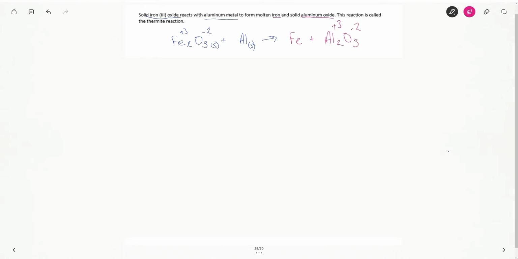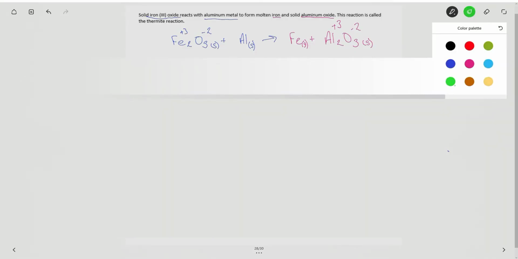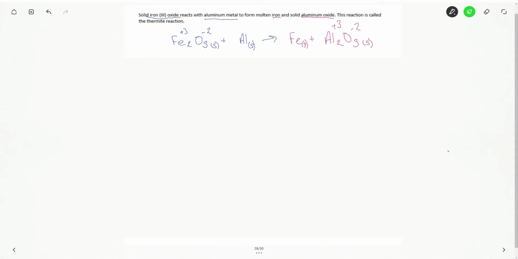Let's take a look at our states. We're forming molten iron. So iron is actually a liquid. And solid aluminum oxide. Okay, that is a solid. Here is my chemical equation. Now, we haven't balanced it yet. Let's go to my green and let's balance this out.